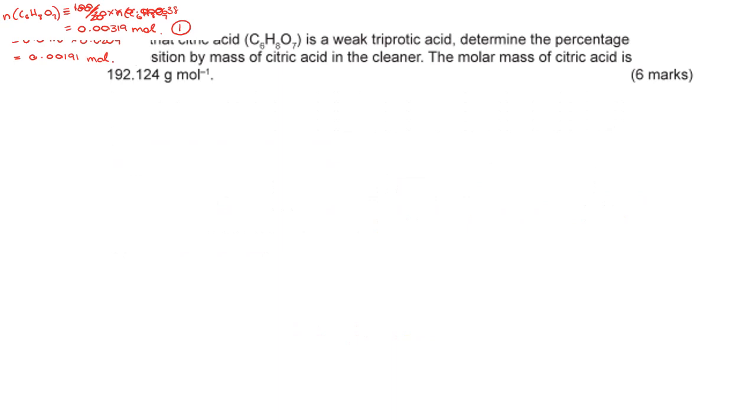Now this is important. Citric acid is a weak triprotic acid. What's its composition by mass? Okay, so it gives you the formula, but weak triprotic. So, by being triprotic, it has 3 ionizable hydrogens. That means it has to react with 3 sodium hydroxides.